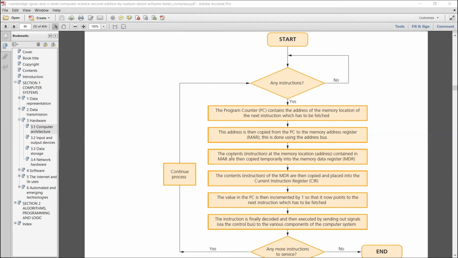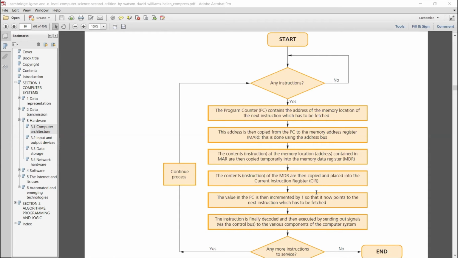Then next, from the MAR, the data is copied to the MDR. In this case, MDR is my target, so I will say MDR = MAR. Then, the third one, the contents of the MDR are copied and placed into the CIR. What is the best way to write this box? The contents, the instructions, of the MDR are copied and placed into the CIR. I can simply say CIR = MDR.